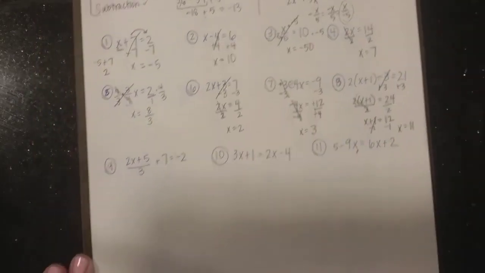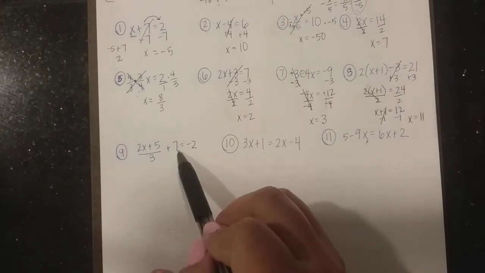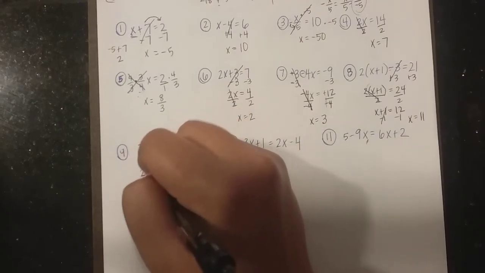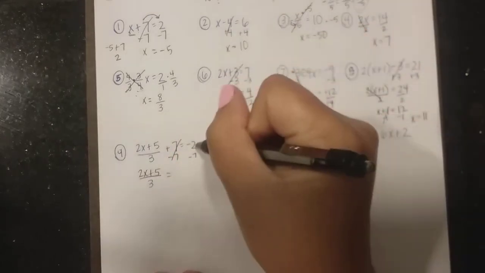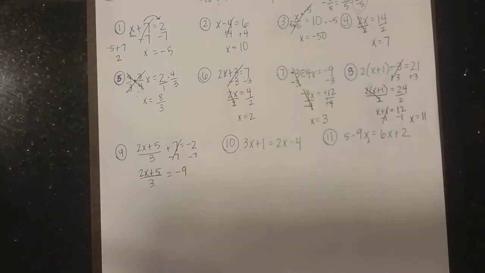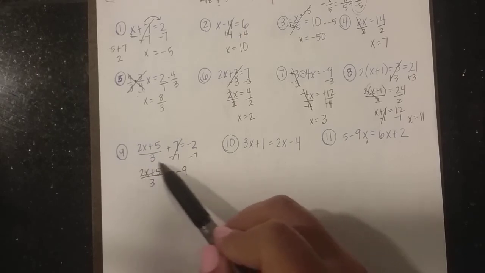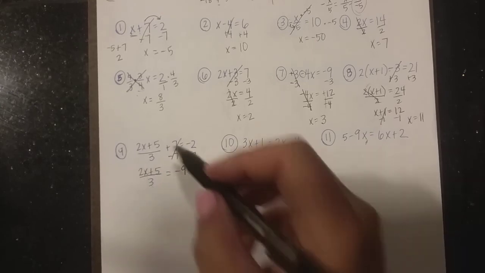Okay, a few more. All right, number 9, farthest away from my x is this 7. So I'm going to start by subtracting 7 from both sides. So 2x plus 5 over 3 equals a negative 9. All right, now this 3 is in the denominator of the big fraction. So really this 3 is farthest away. So I'm going to start by getting rid of the 3.